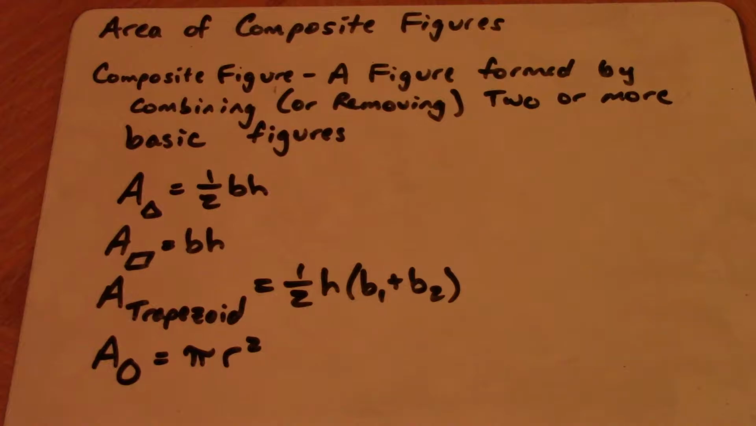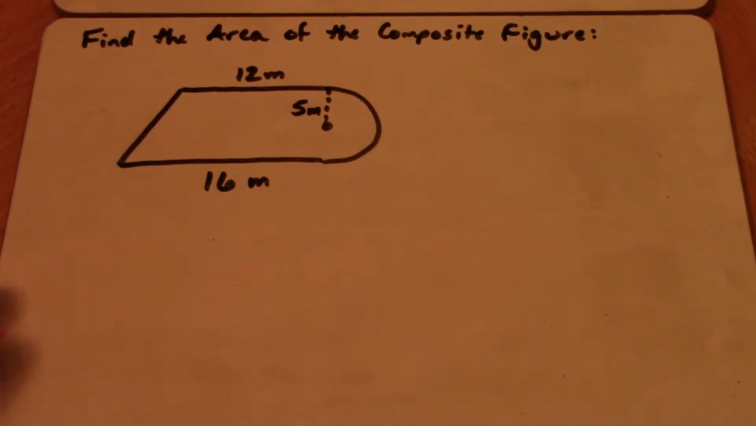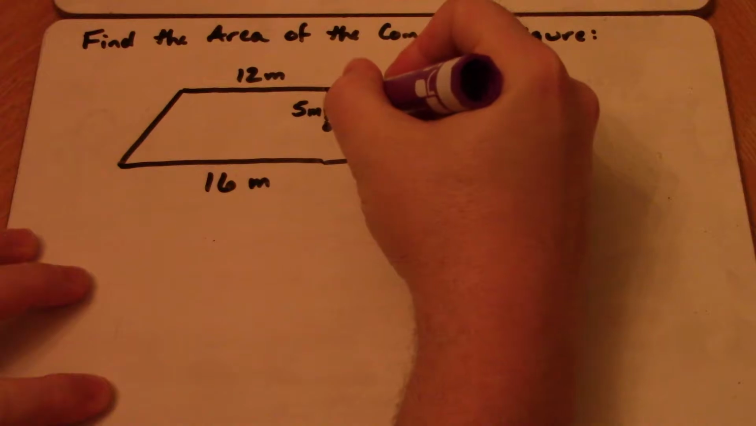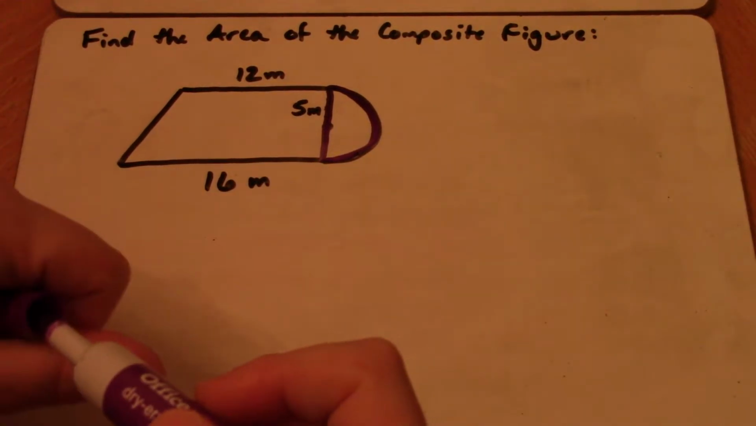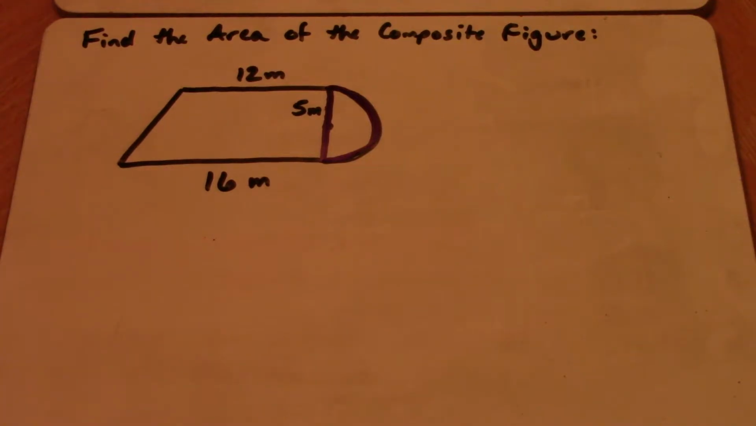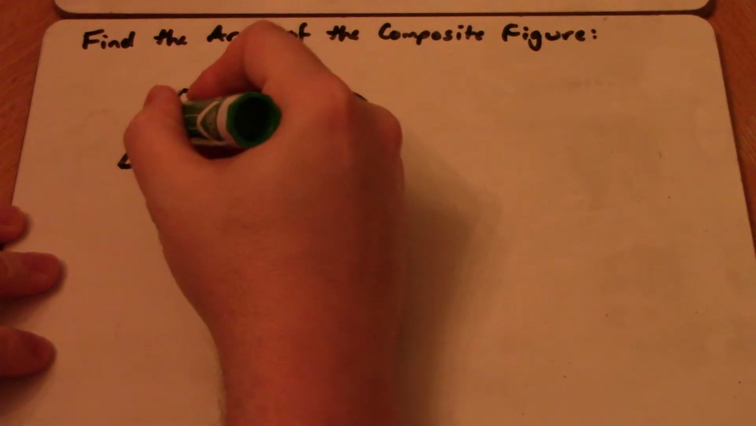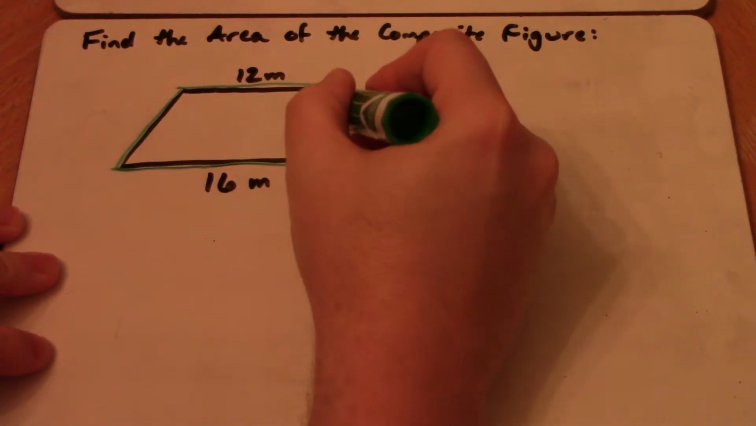So here is an example of a composite figure. We're going to find the area of this shape. So if we look at this shape, the idea is that we need to be able to recognize other shapes within this shape. So what we have here is half of a circle and a trapezoid.